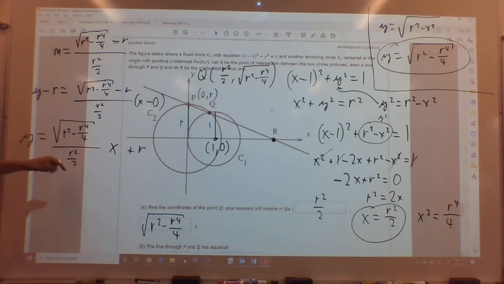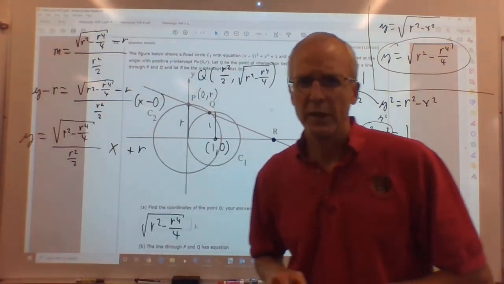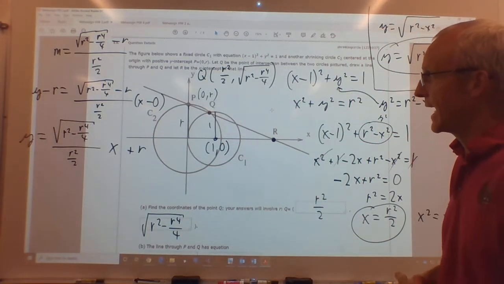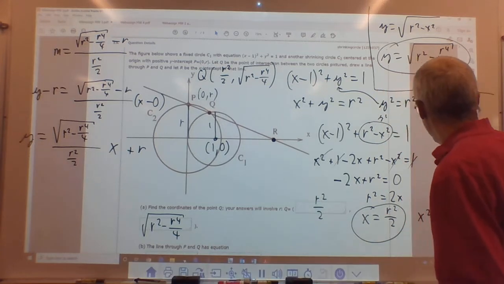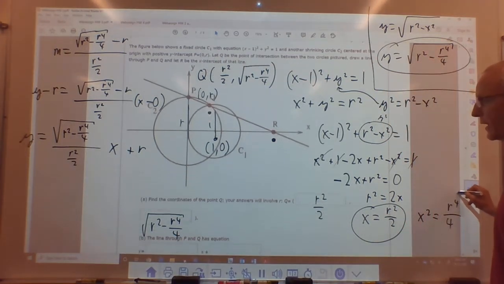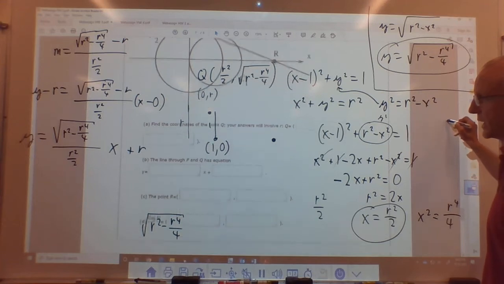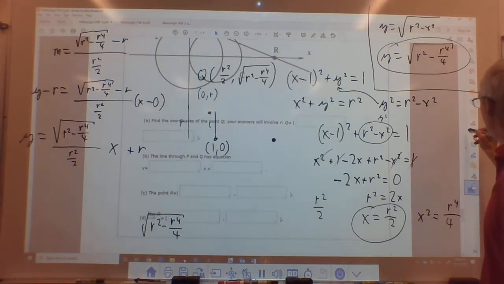Be really careful plugging this in. Make sure it's a square root of r squared minus r to the 4th over 4. It needs to look just like that. So you gotta be really careful plugging those things in. But that's the line. Now, the next part, that's part B. What is the point R?